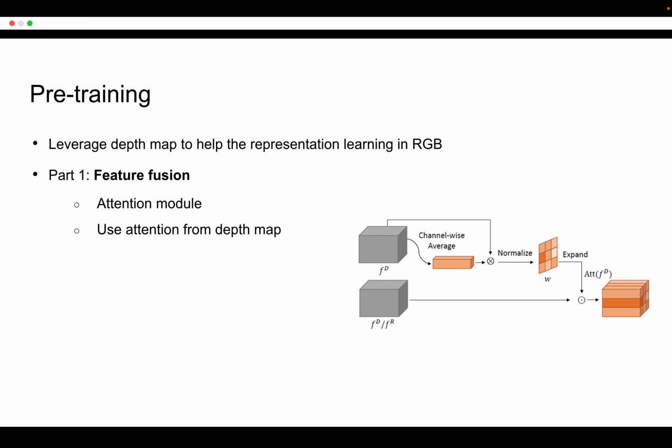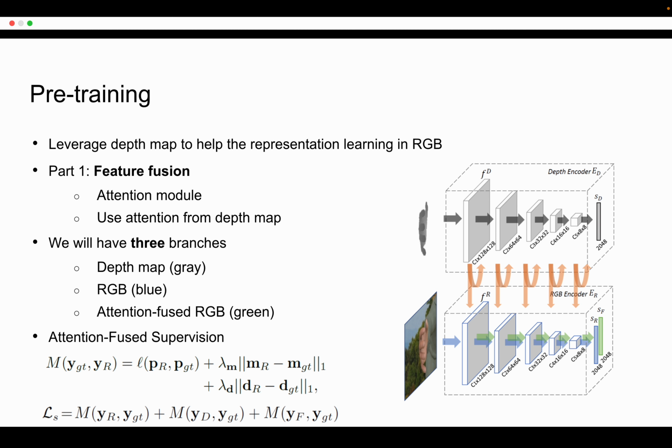In pre-training, we want to leverage the depth map to help representation learning in RGB. To do so, we perform feature fusion. Specifically, we design an attention module, and we can use the attention from depth maps to guide the learning in RGB. In this way, we will have three branches. Since synthetic data has labels, we can apply attention-fused supervision on these three branches.